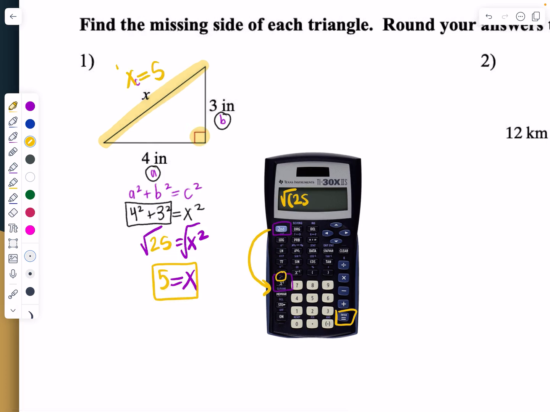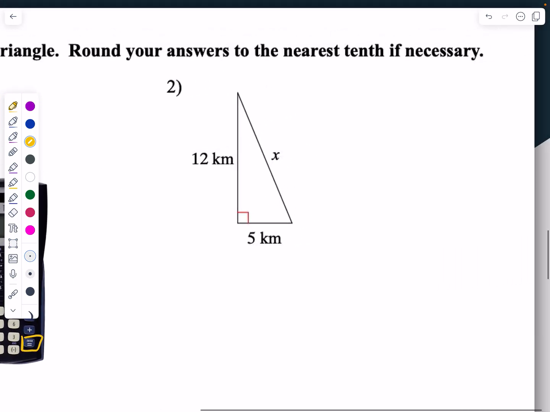We want to see if that makes sense as an answer by putting it in the picture. Is 5 the biggest piece in that triangle like it should be? And it is. The hypotenuse should be the biggest piece. So 5 is more than 3, and 5 is more than 4, so I know that I've found a good answer. All right, let's do that again.